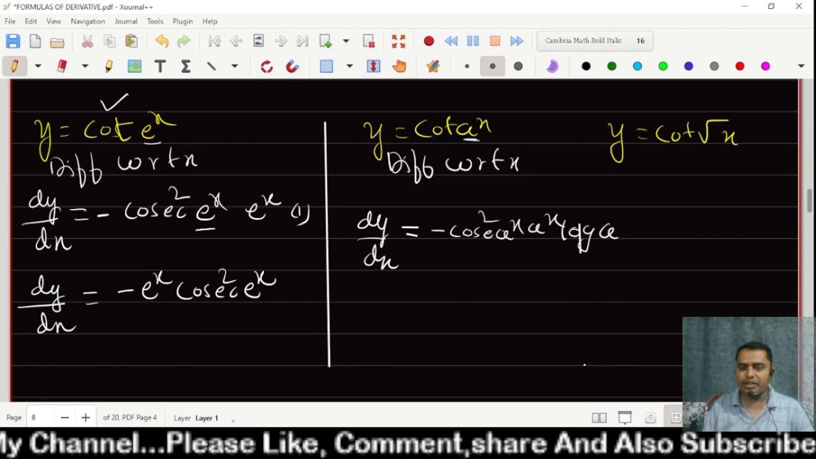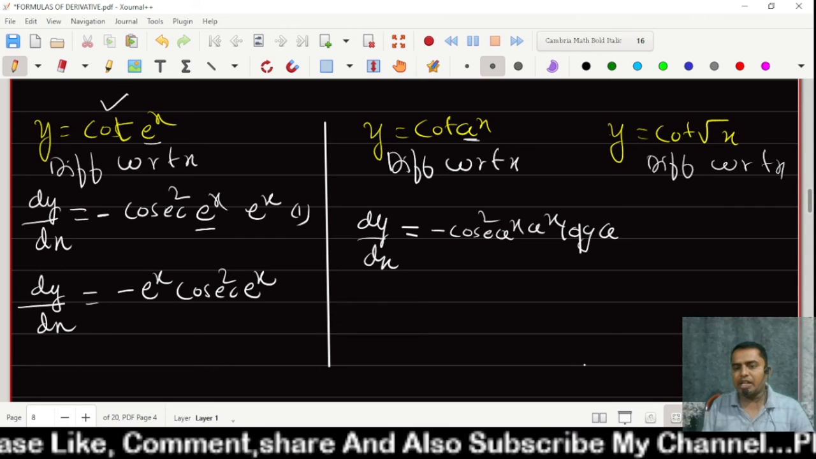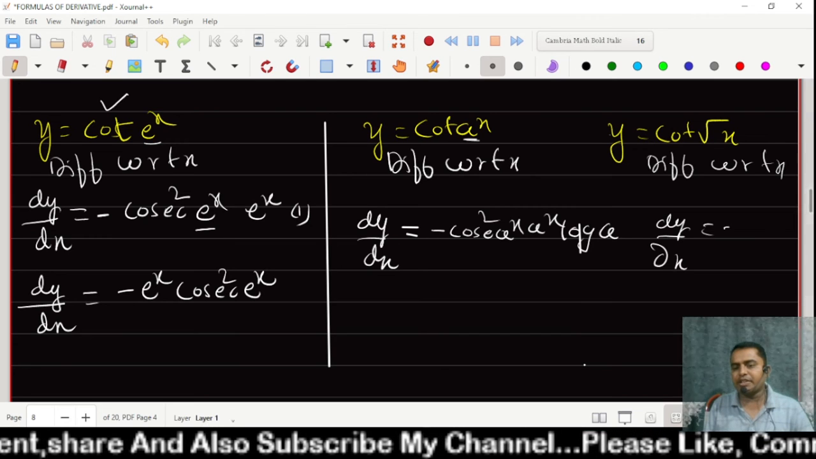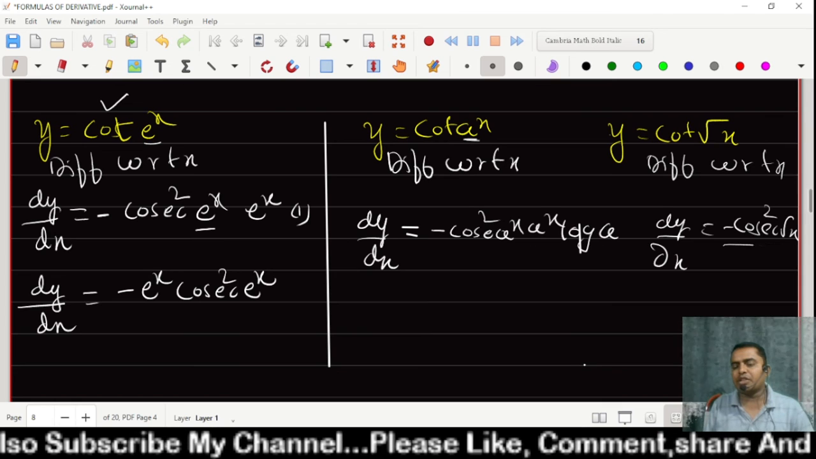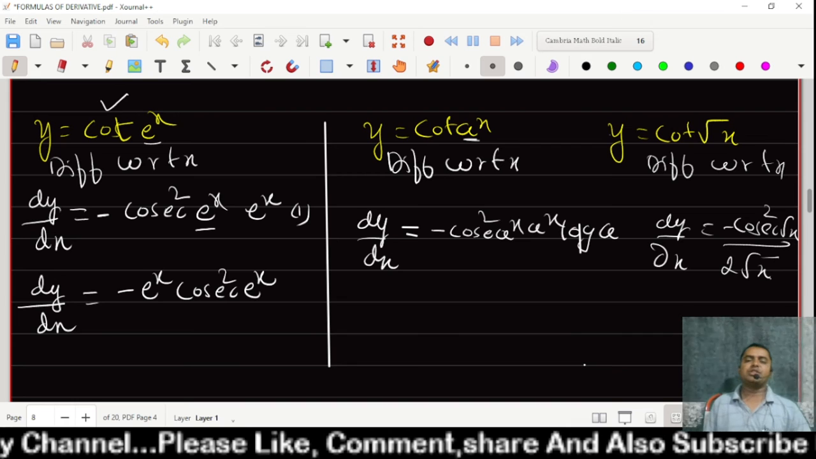Then this one, differentiate with respect to x. Derivative of y is dy by dx. Derivative of cot is minus cosec square root x. Derivative of root x is 1 divided by 2 root x. Then derivative of x is 1. So this is all about the derivative of cot x.